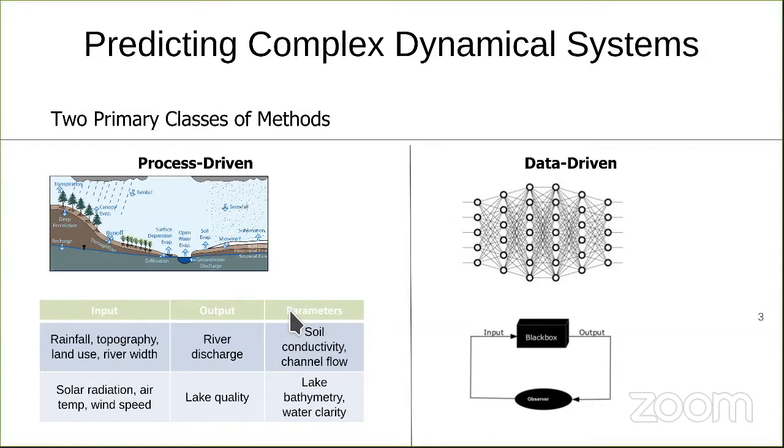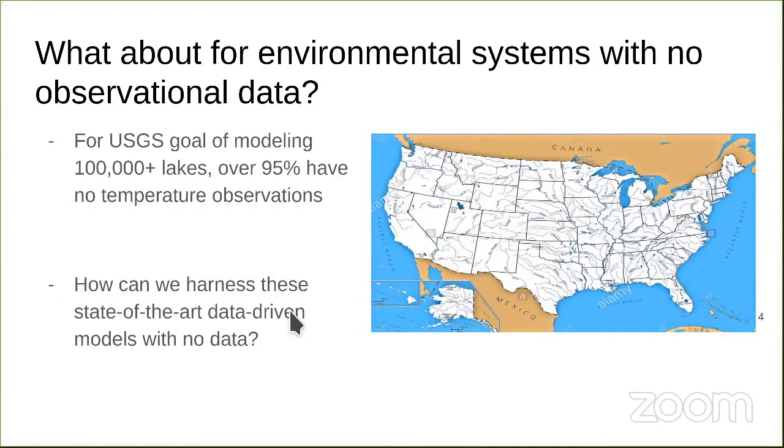But in certain environmental systems, you don't have this massive data availability. So how can we apply things like deep learning, which often have this extremely high data dependence? For example, for the USGS goal of modeling 100,000 plus lakes, over 95% of these actually don't have any temperature observations. So how can we apply things like deep learning, which have been shown to predict lake temperature pretty accurately if you have a lot of data? But how can we harness these state-of-the-art data-driven or process-guided data-driven models when we don't actually have any data?